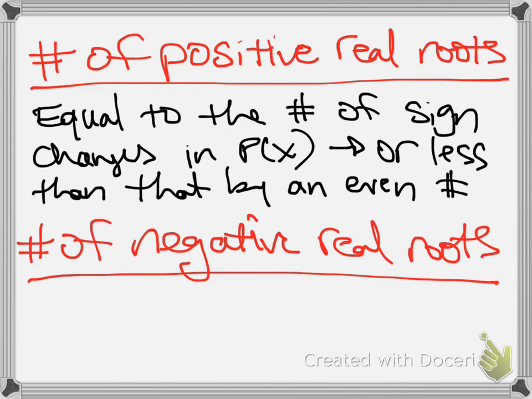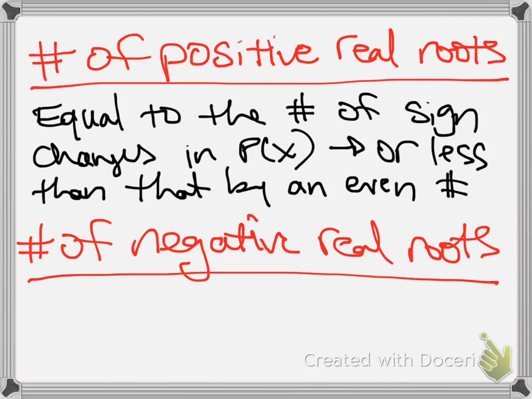The number of positive real roots in our polynomial is going to be equal to that number of sign changes, or it could possibly be less than that number, but if it is less, then it has to be less than that by an even number. And we'll talk a little bit about why it has to be less than the number of sign changes by an even number in the next lesson when we talk about the fundamental theorem of algebra.